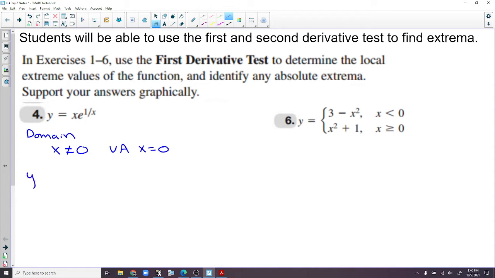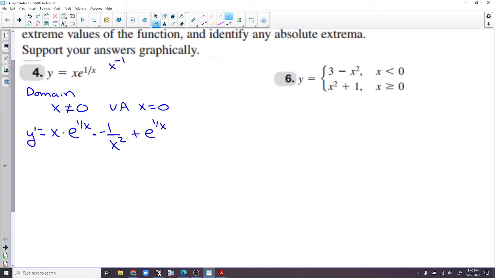Let's take the derivative. First times the derivative of the second. And I have to multiply that times the derivative of x to the negative 1. So times negative 1 over x squared is the derivative of 1 over x. So first times the derivative of second plus the second times the derivative of the first, which is 1. Whoa, what can we take? We can take out an e to the 1 over x. And then that's times negative 1 over x plus 1. Because one of the x's are going to cancel, and it's negative.